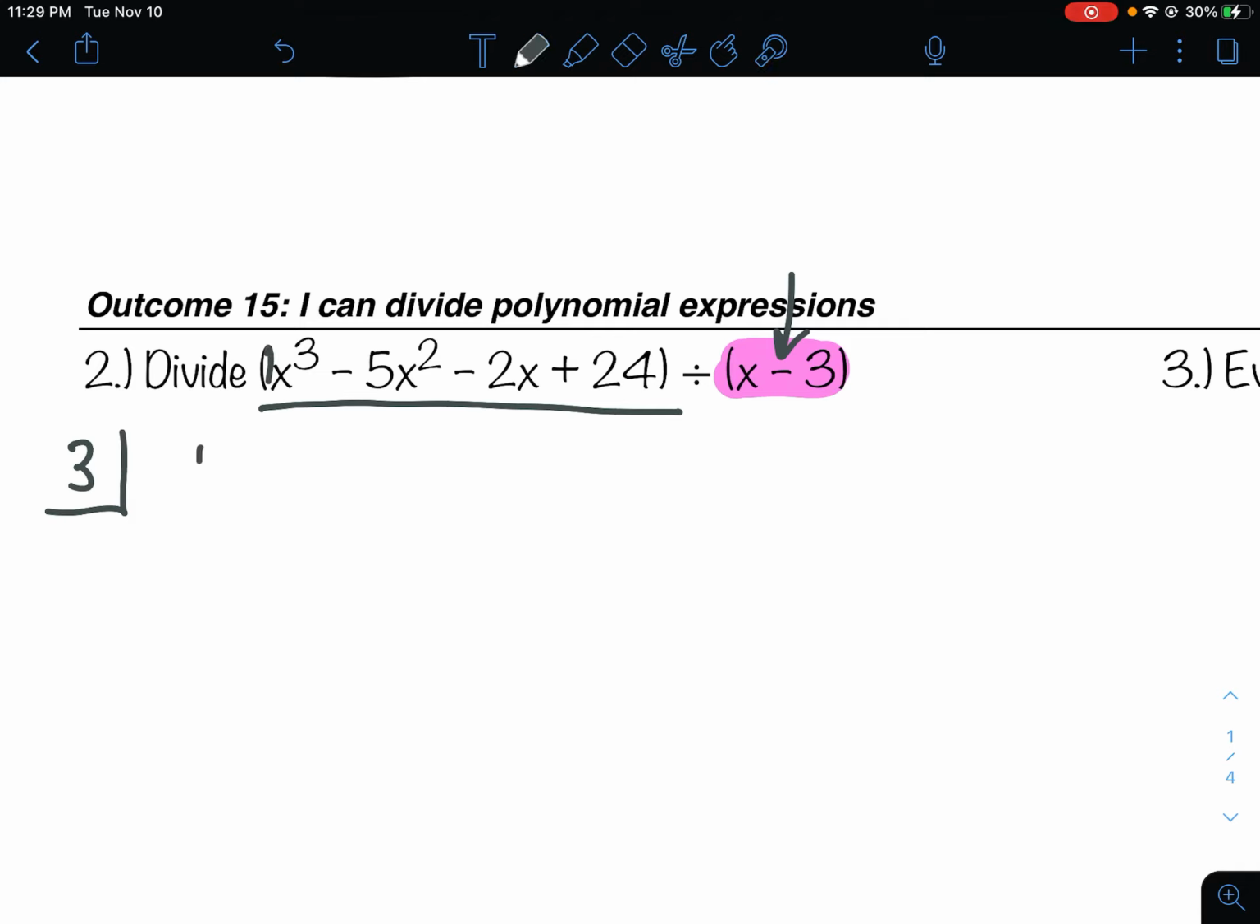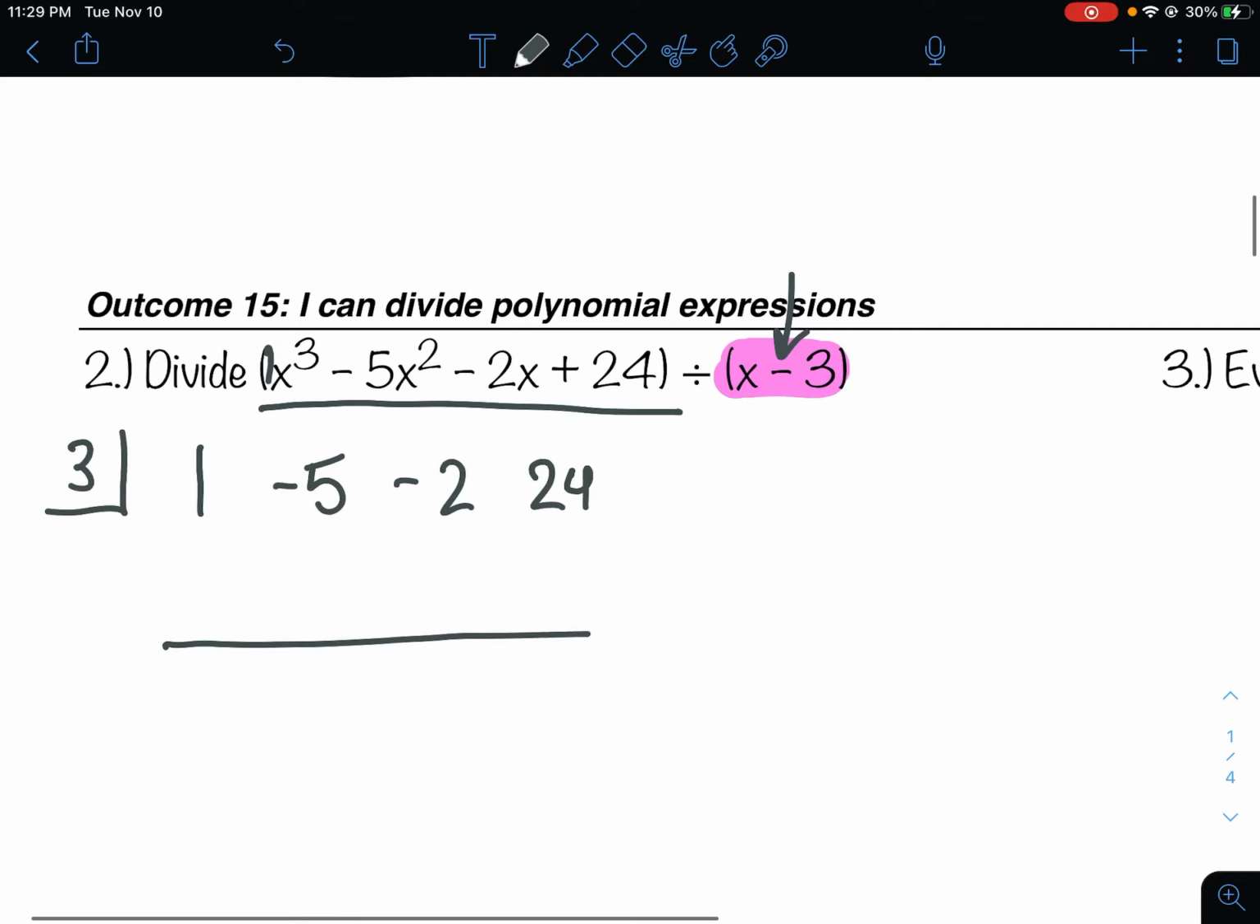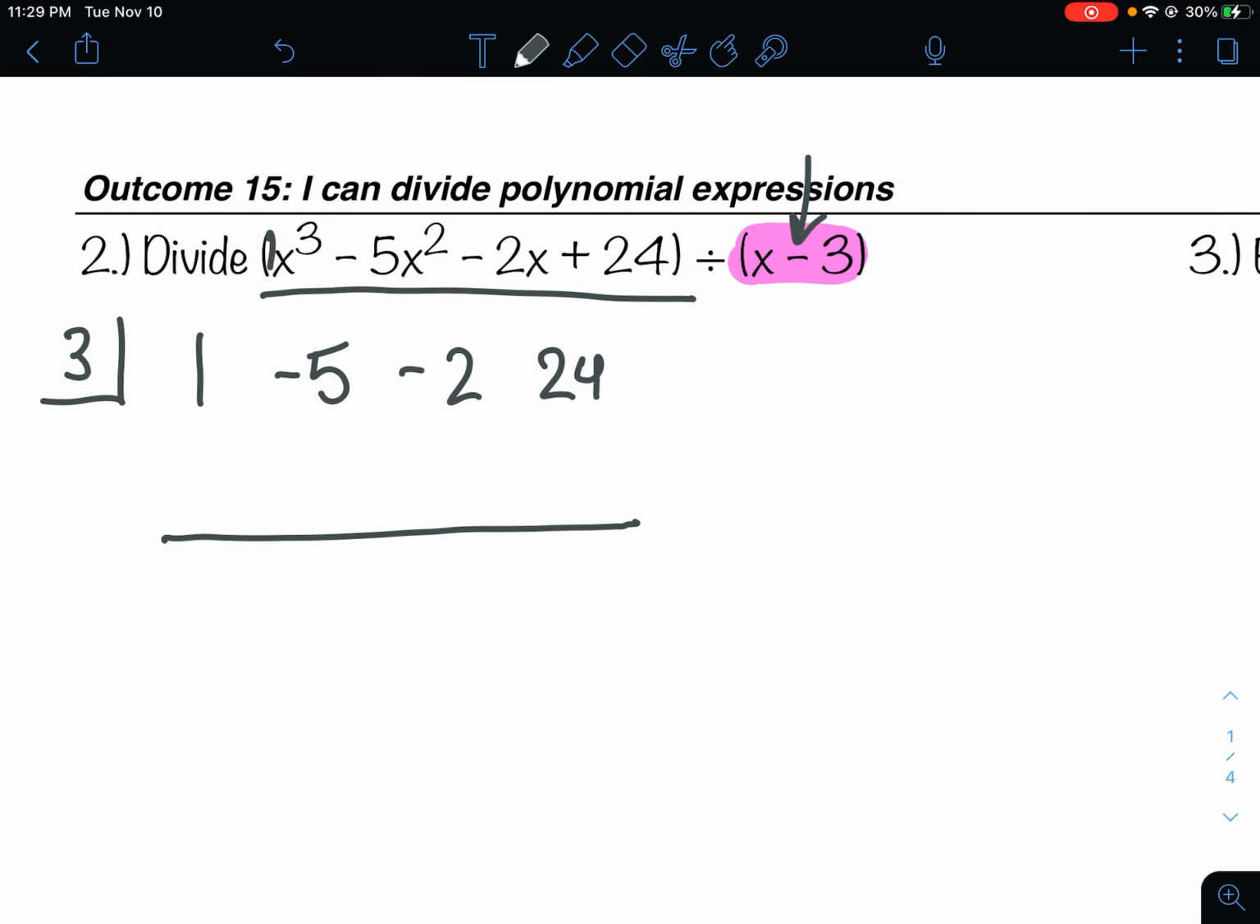So there's a 1 in front of the x to the third, then a negative 5 for x squared, and then a negative 2 for x, and there's a 24. All we do is write down the numbers, the coefficients and the constant, no variables. We draw a line a little bit further below because we're going to be writing numbers in between, so we want to leave some space. So that's the setup: what makes the divisor 0, and then our dividend with all the coefficients and constant.